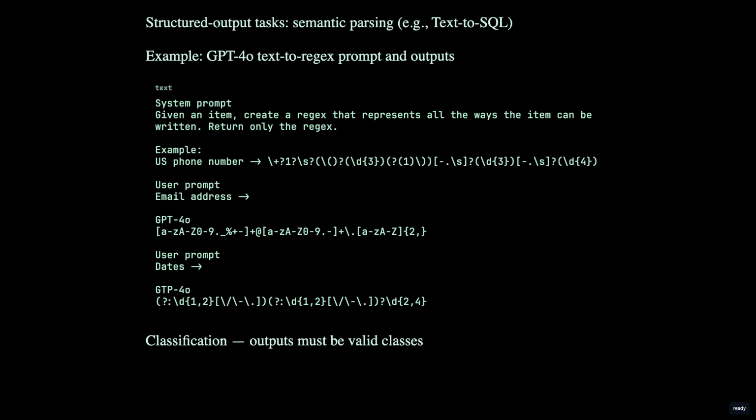Another common task is classification, where the model must pick a label from a predefined set. The important constraint is that every output must correspond to one of the valid classes, so we often constrain or map model outputs to ensure they match that label set.